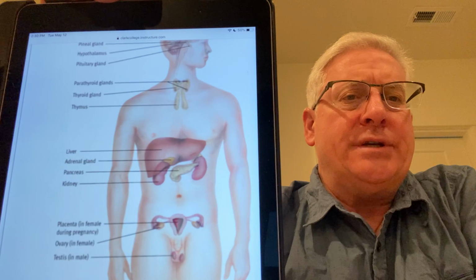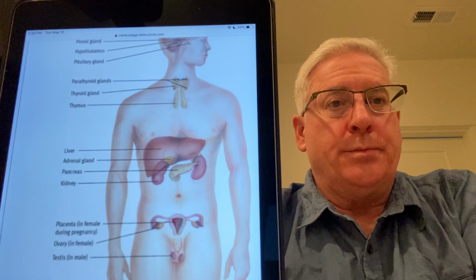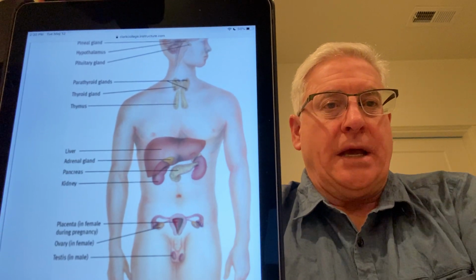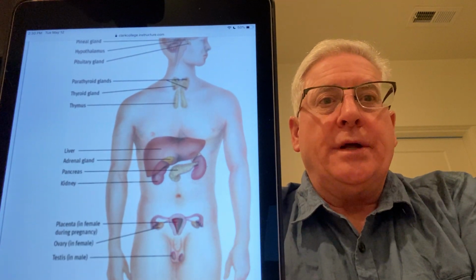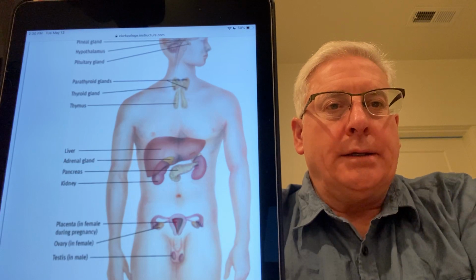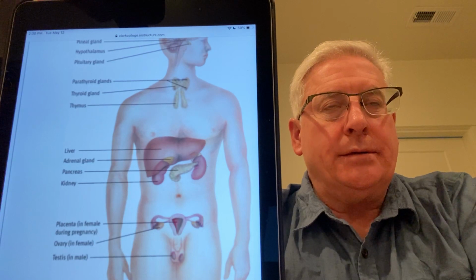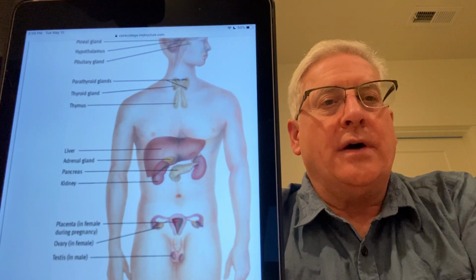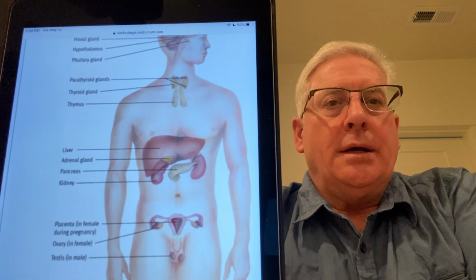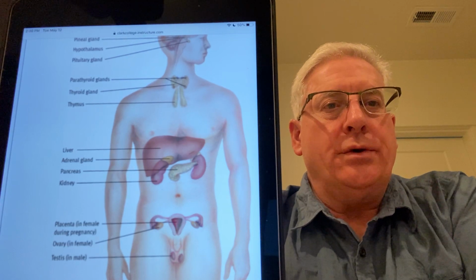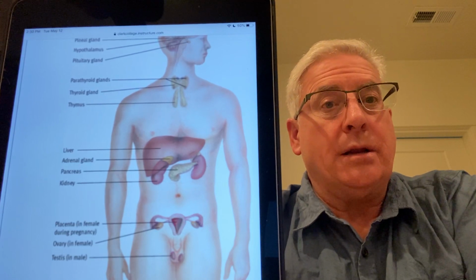Now, at last count, there's either 11 or 13 different hormones that the pituitary gland releases. These are just experts differing on whether it's 11 or 13. But there's a bunch of them. There's growth hormone. There's FSH, follicle stimulating hormone. There's luteinizing hormone. There's a whole bunch of different hormones that the pituitary gland releases to tell other glands in the body what to do, of course, under the instruction of the hypothalamus.